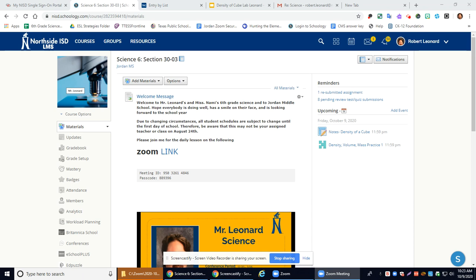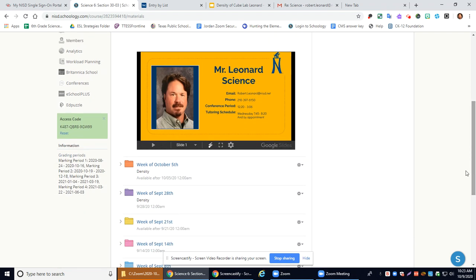So let's have some fun. Nothing like solving the density of a cube on a Friday. Sounds like fun, right?